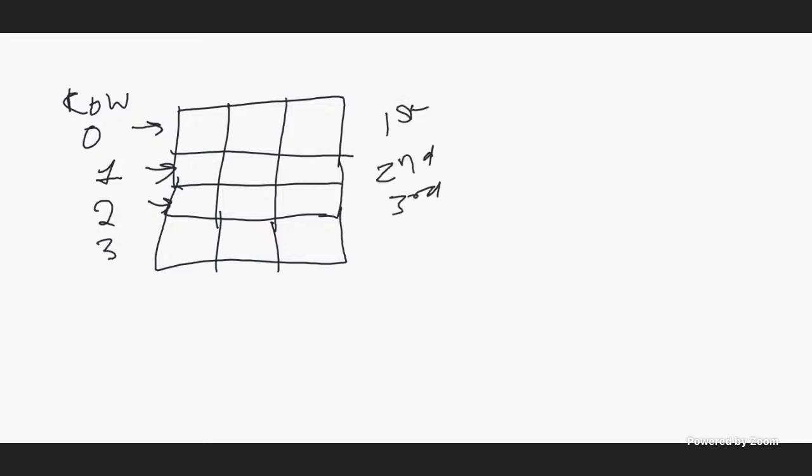This is my 0 row, the 0th row indexing. I'm talking in terms of indexing. This is 1, this is 2, and this is 3. So this is my first row, this is my second row, this is my third row, and this is my fourth row. Similarly, this is my 0th column, this is my first column, as per index second column. So this is first, second, and third.